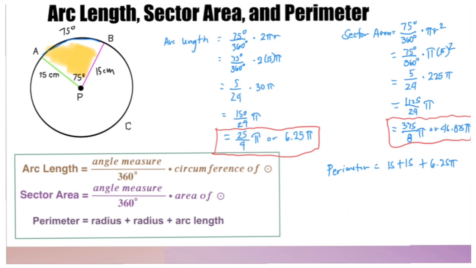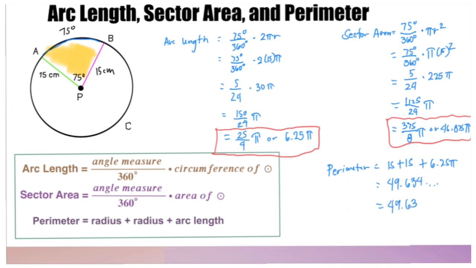We have 30 plus 6.25 pi, and the answer that will give us here is what I received, 49.634 or something. So the perimeter I got is 49.634. As much as possible, you put your answer to 2 decimal places, so we can have this one.